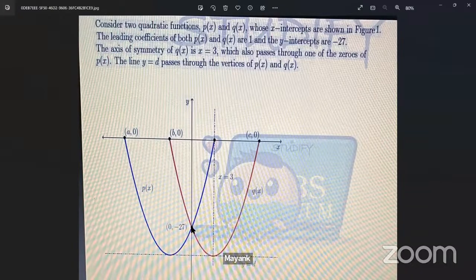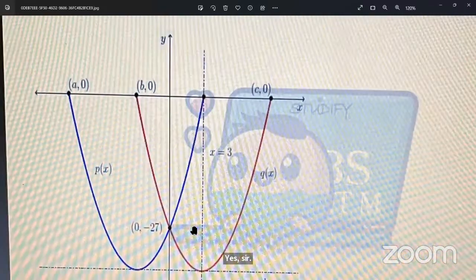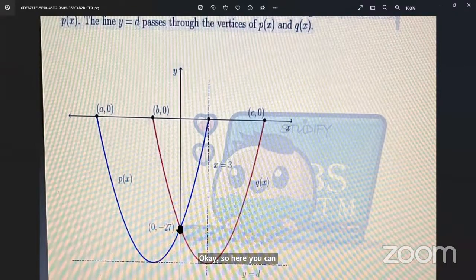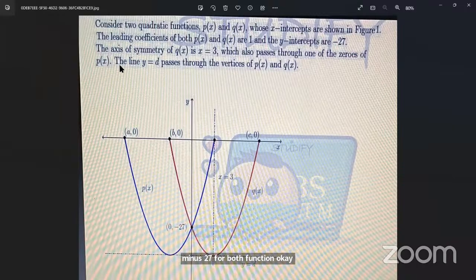So here you can see the y-intercept at -27 for both functions. The axis of symmetry of qx is x is equal to 3. It means qx is symmetric at x is equal to 3, right? If you go this way or this way, the graph behaves the same on both sides. Which also passes through one of the zeros of px.